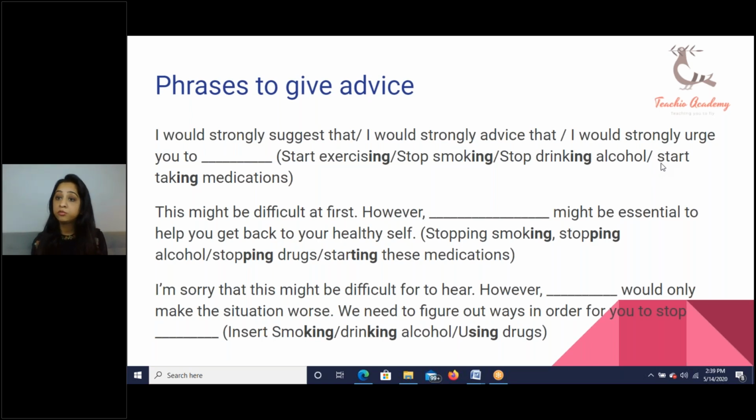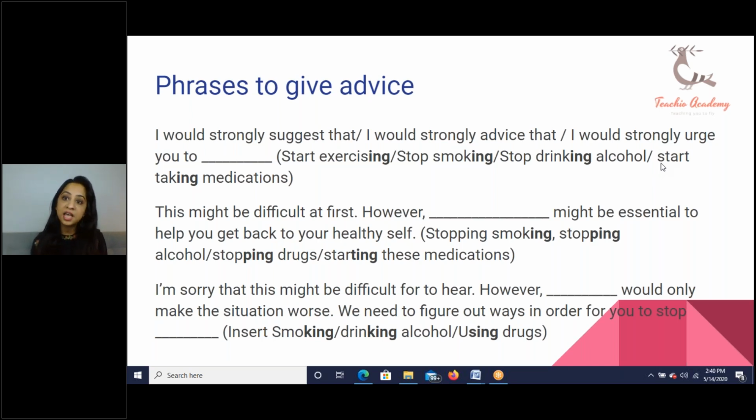Another thing that you might use for a reluctant patient, Sajid, you might add, this might be difficult at first. However, stopping smoking, stopping drugs, starting these medications might be essential to get you back to your healthy self. So Sajid, if you have doubts with reluctant patients, you might use this phrase and it's very useful.